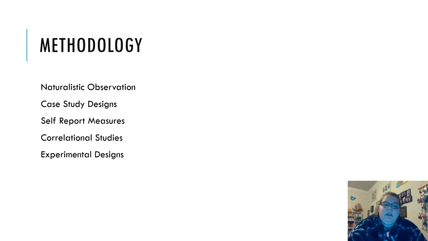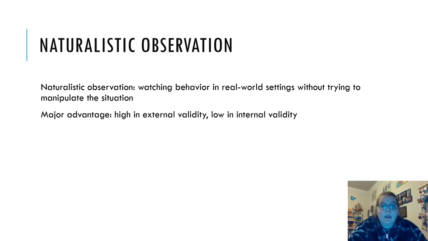As far as methodology, I'm going to cover 5 different types. There's naturalistic observation, case study designs, self-report measures, correlational studies, and experimental designs. Naturalistic observation is basically watching a behavior in a real-world setting without trying to manipulate the situation. Major advantage, it's high in external validity, but low in internal validity. And if you don't know what those are, it's okay. I'm going to get to that a little bit later in the lecture.